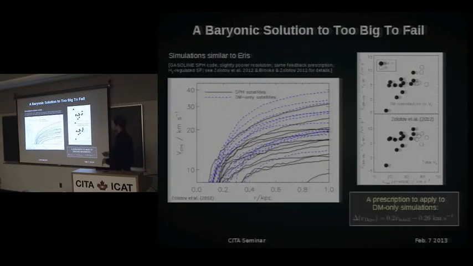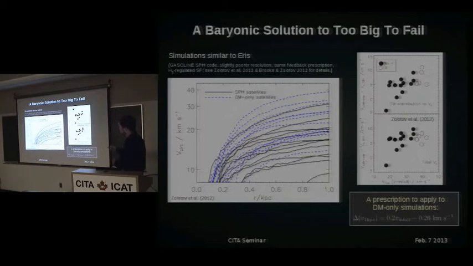To do this, and this is some work I did with Alyson Brooks and Adi Zolotov and Dan Hooper, we didn't actually use the Eris simulation, but we used a simulation that is very similar. It's also a Gasoline SPH simulation with the same kind of physics implemented. And so as a result, you can already see what I just described. If you look here, the solid black lines are the same kind of circular velocity curves going out to about a kiloparsec, which is, as you saw in the previous plot, kind of where we have observational constraints. These are for actual gas hydrodynamic simulations, and the blue dashed lines are for the dark-matter-only satellites.